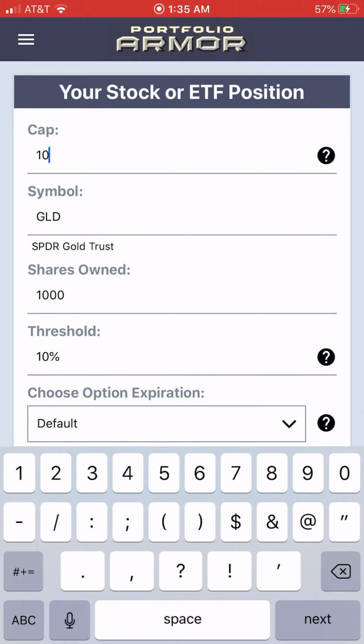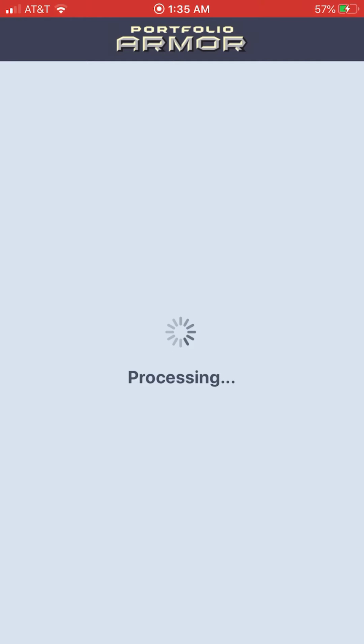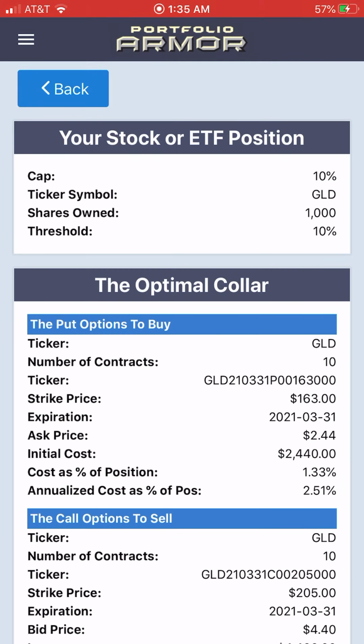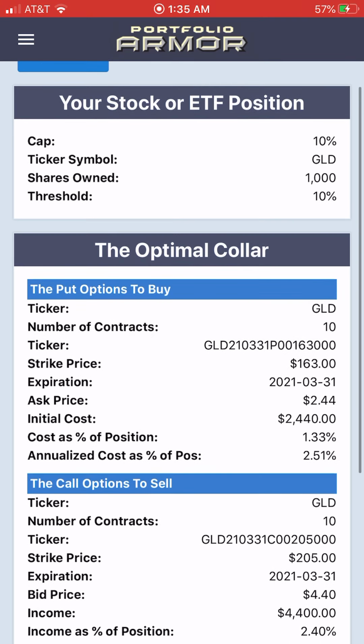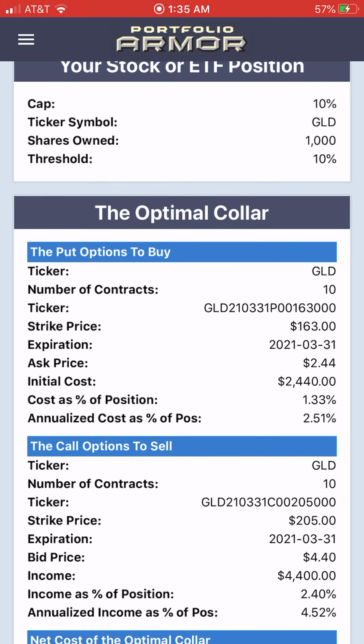Let's see what would happen if we're willing to cap our upside at 10% over the same time frame. I tap Find Optimal Hedge again, and this time I'm presented with an optimal collar to protect GLD against a greater than 10% decline over the next 6 months, while capping our upside at 10% over the next 6 months.